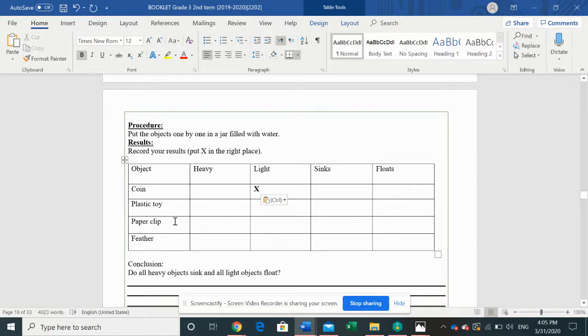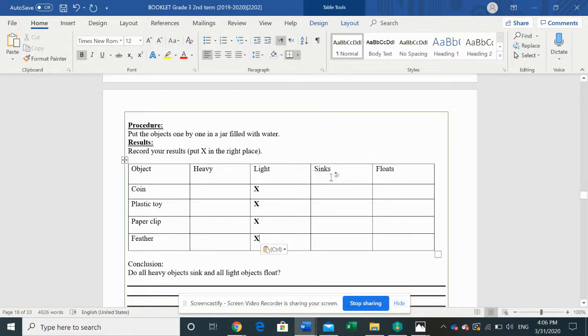A plastic toy, we will use a small piece of Lego. So a small piece of Lego, is it light or heavy? Yes, it is heavy. Paper clip, sorry, it is light. Paper clip, it is light. Feather, it is very light. Great.